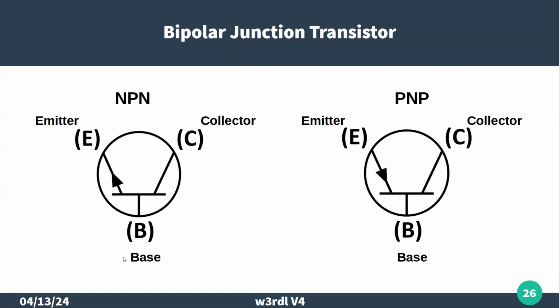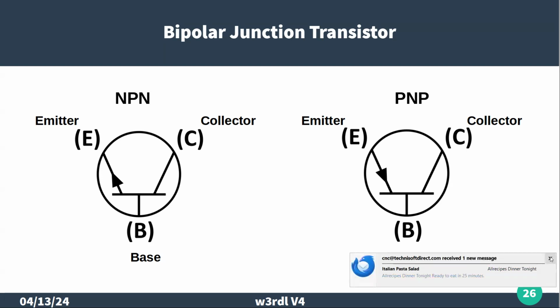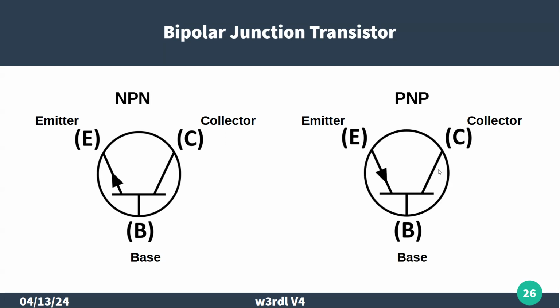So in the NPN, when I apply a current on the base, and it goes from the base to the emitter, I can control the amount of current that flows between the collector and emitter. In the case of the PNP, current coming out of the base from the emitter will control current flow from the emitter to collector.